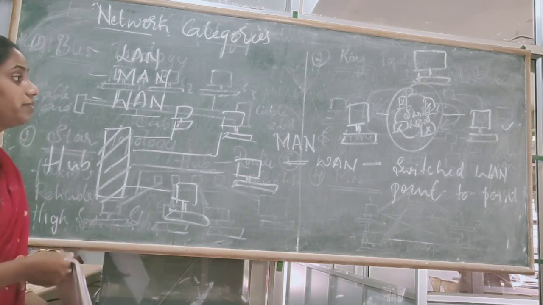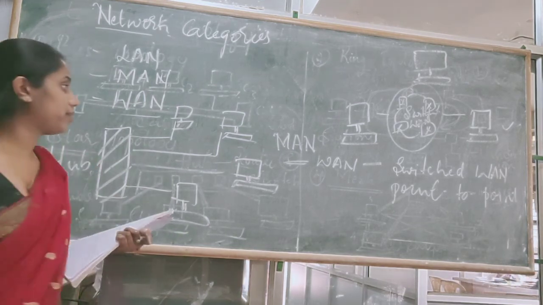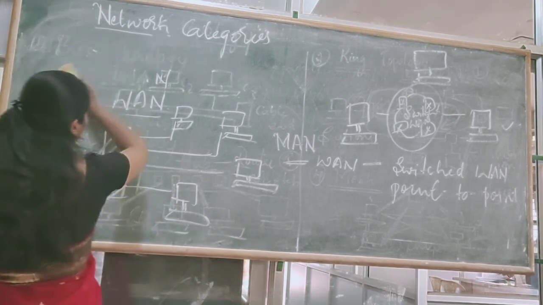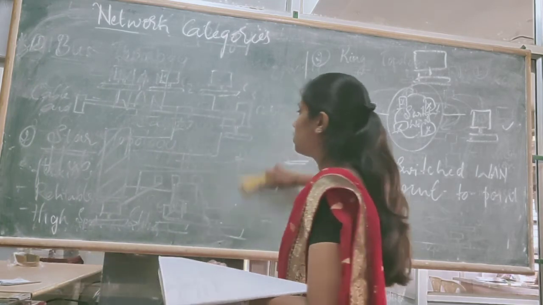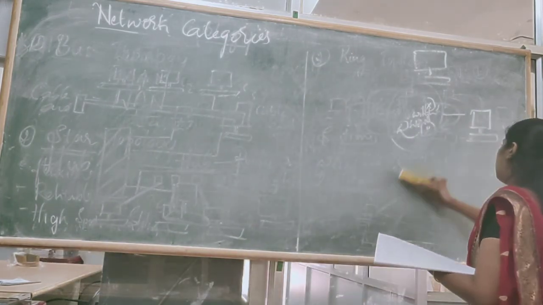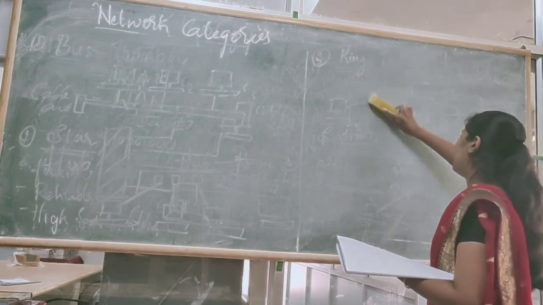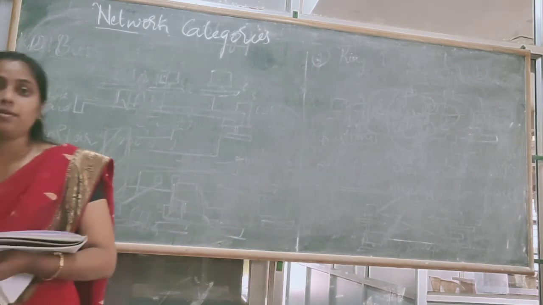Okay. There is a diagram for MAN as well. Please refer to the textbook for this. So what happens is there will be two LAN networks and a MAN network and a WAN network. So in between there will be MAN. Okay.